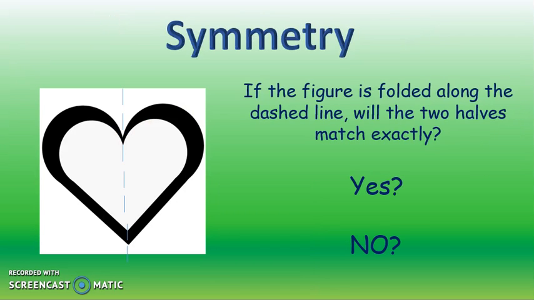So this is another question on your async assignment. If the figure is folded along the dashed line, will the two halves match exactly? Yes or no? So were you listening to what I just said on the last slide? Go ahead and pause this and answer that question.